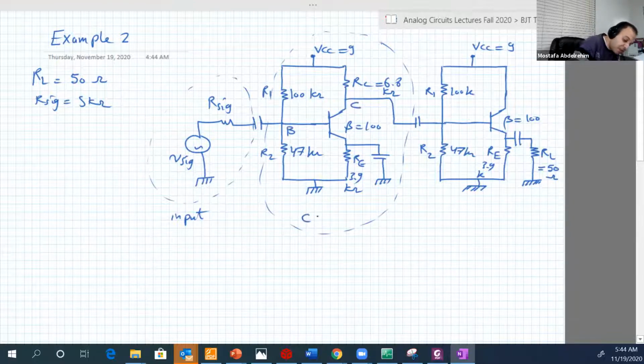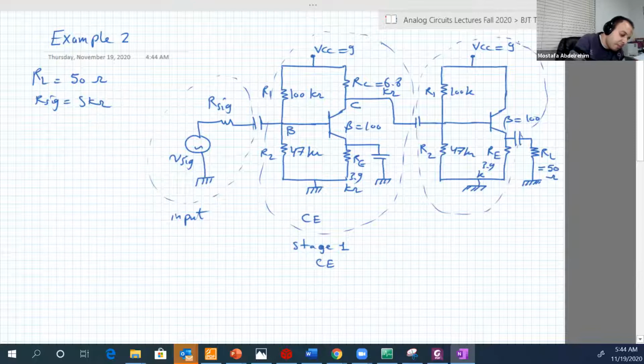So this is a common emitter stage. So stage 1 here is a common emitter stage. Here is another stage. And this stage has an input as its base, but the output is at its emitter. So this is a common collector. So stage 2 is a common collector amplifier.